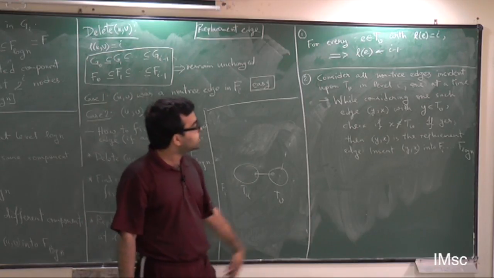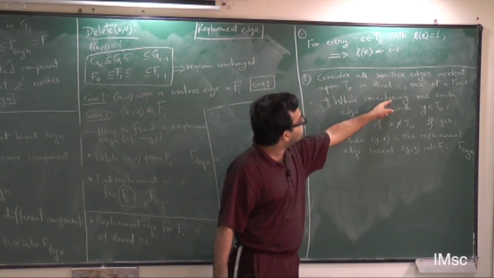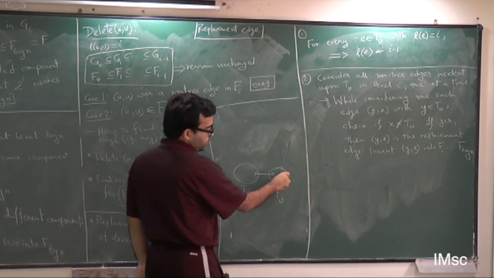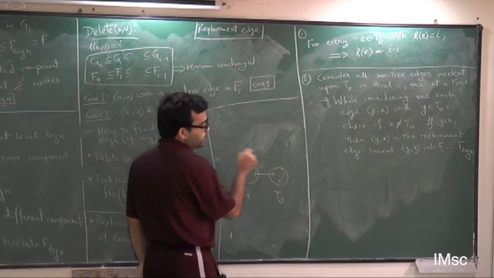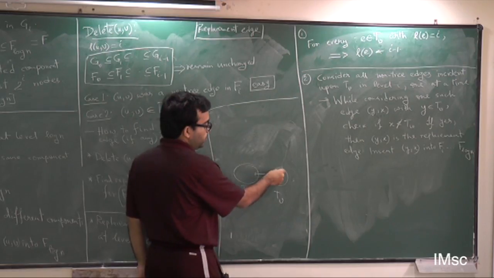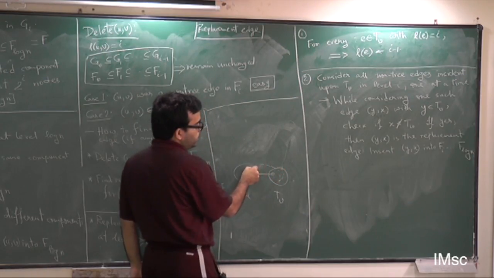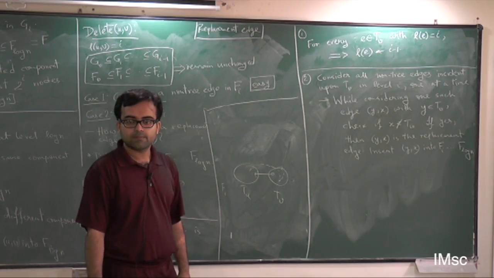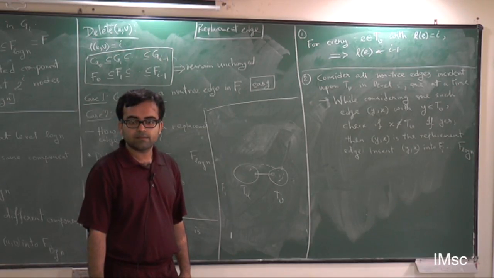So the point is that when you are iterating through all these edges incident upon TV, there are only two possibilities. One, you find that both the endpoints are in TV, or two, you find that one endpoint is in TV and the other endpoint is in TU. Some upper level can be there, there is some tree edge for some other upper level.